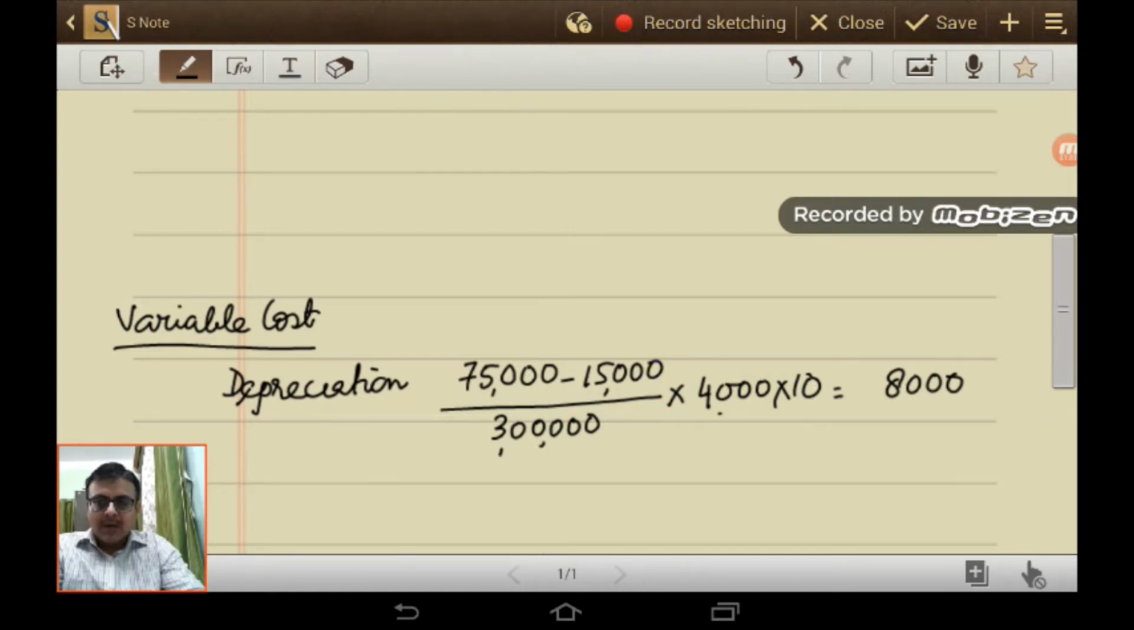And what is this 4,000? A taxi is running 4,000 kilometer per month. Again I repeat, one taxi is running 4,000 kilometer per month. So 60,000 divided by 3 lakh will help to calculate the cost of depreciation per kilometer. When I multiply it by 4,000, this is the amount of depreciation per taxi, and there are 10 taxis, so you need to multiply it by 10. So the total amount of depreciation per month for 10 taxis is rupees 8,000.